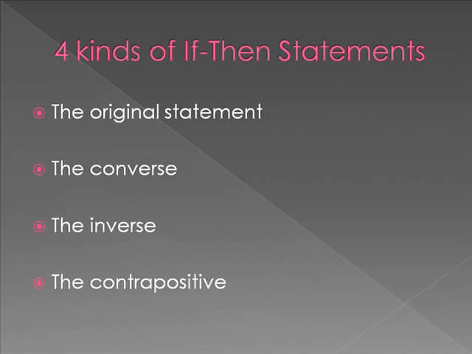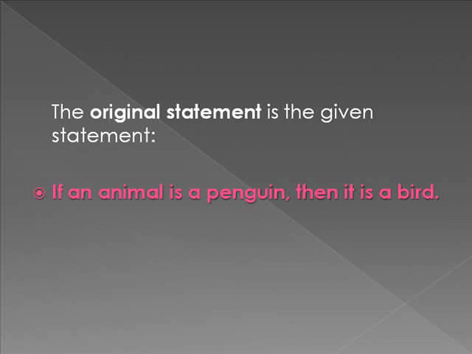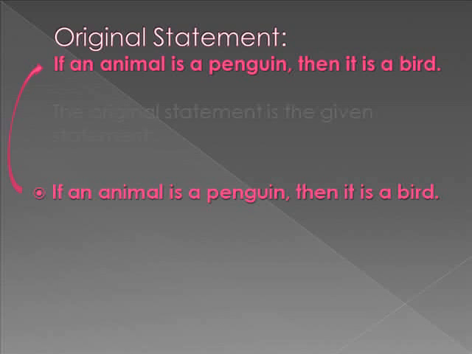Now this week, we'll be focusing on 4 kinds of if-then statements. We have the original statement, which I just gave you. We have the converse, the inverse, and the contrapositive. So let's get started. Let's say we have an original statement that is, if an animal is a penguin, then it is a bird. Let's go ahead and just keep that right up there for reference through this whole lesson.